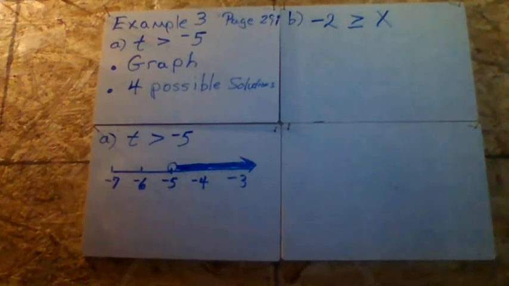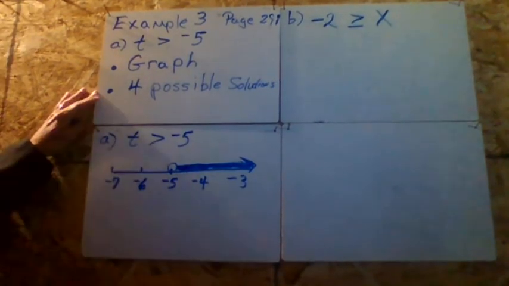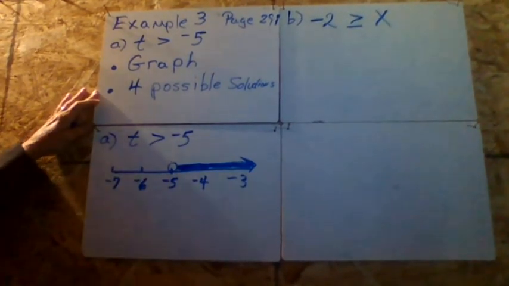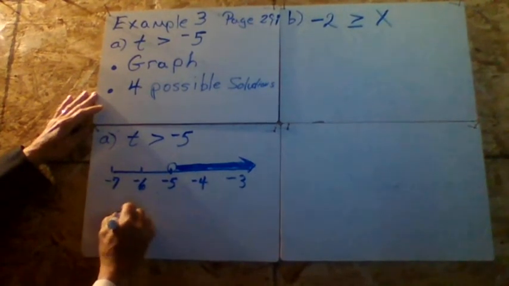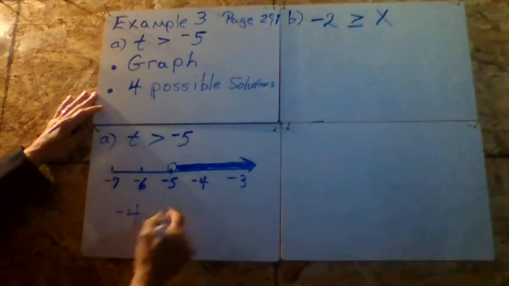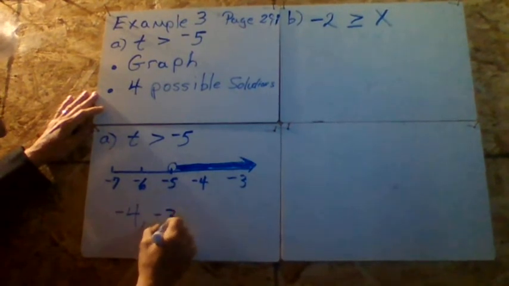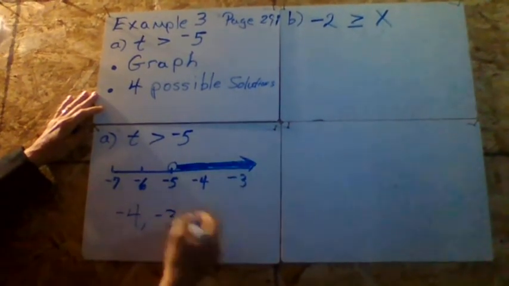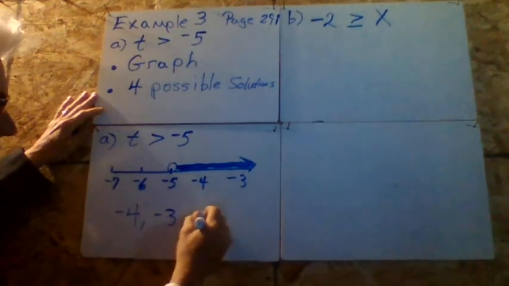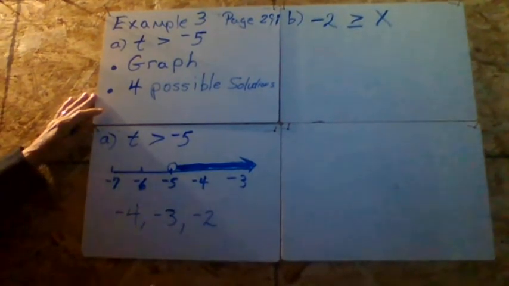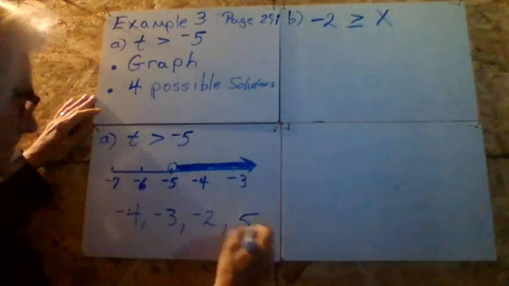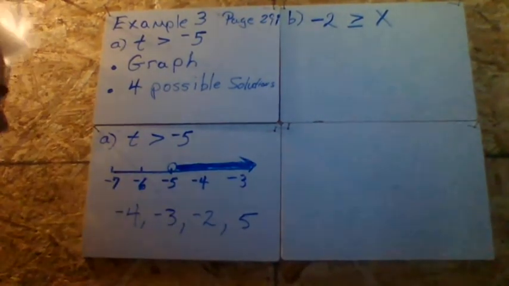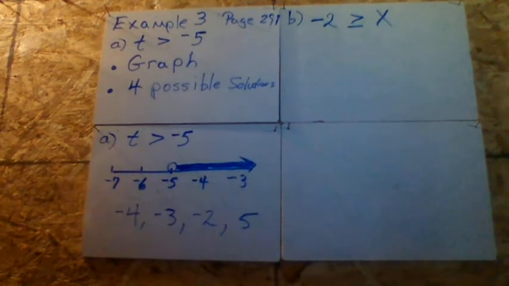So when I look at possible answers, they ask for 4 different possible answers. I don't know, I could say -4 works. -3 would work. Out beyond, I could say -2 works. Or I could say way out beyond, I don't know, 5. Or anything in between those numbers.